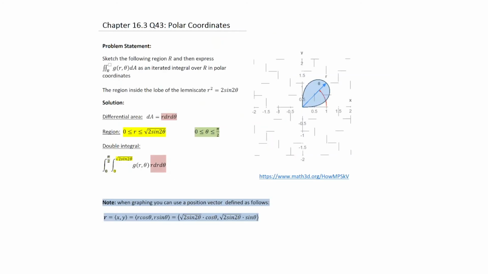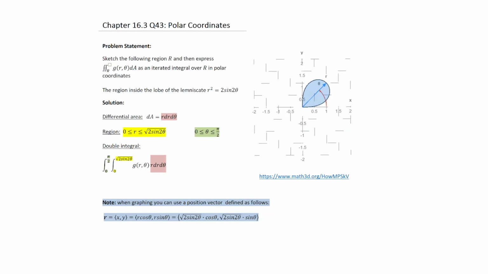And the last little problem I want to deal with is something called a lemniscate. The problem statement is to sketch the following region R and then express the integral of g(r, theta) dA over region R as an iterated integral in polar coordinates. So they just want you to set up the integral, not actually solve it, since g of r, theta is not given. The region is inside the lobe of the lemniscate, r squared equals 2 sine 2 theta.